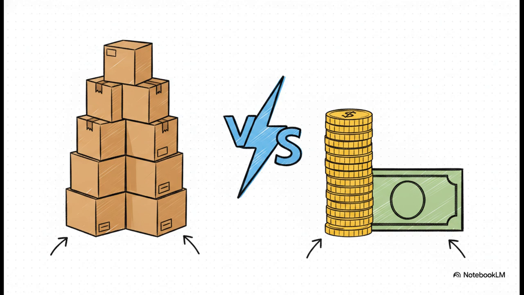Now, here's a massive trap that so many students fall into. Never, ever confuse sales volume with sales value. Sales volume is just the total number of physical units sold. Sales value, on the other hand, is the total monetary worth of those units.